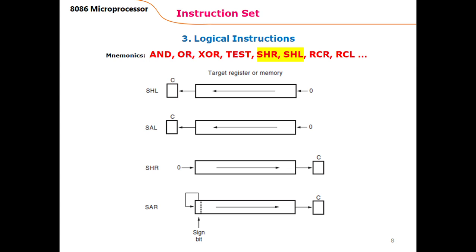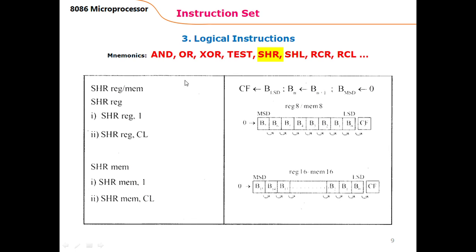So this loop indicates that the same bit is kept in its own place. As in the arithmetic right shift, this bit is the sign bit, so it is always kept in its own place, and it is replicated with each right shift.